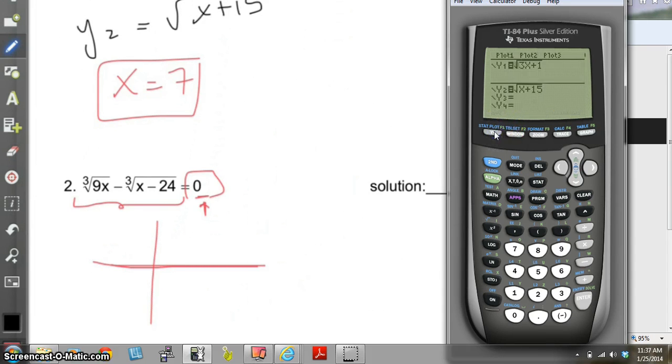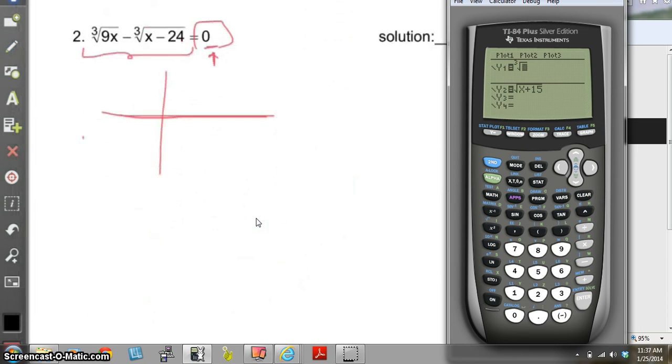So remember, you have to go to math and get the cubic root, which is number 4. Okay, remember you have to move over, so I want you to try this on your own and try to find the solution. Now let's move on. I want you to try number 2 then on your own.